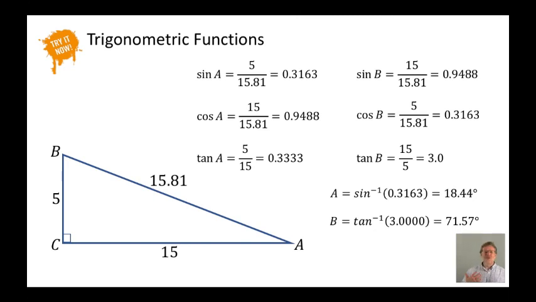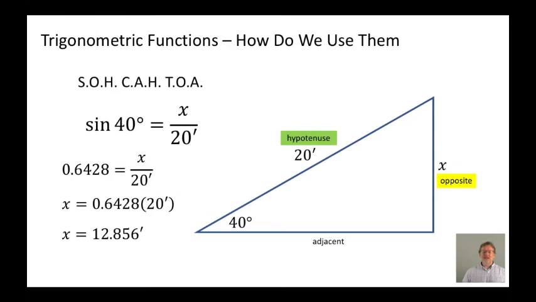So let's go through one example here. You don't have to put this into your activity sheet, although if you want to, this is pretty cool. It's a good indication of how we're going to be using these trig functions in the next video. I've got a single angle, 40 degrees, in a right triangle. The hypotenuse, shown in green, is 20 feet long.